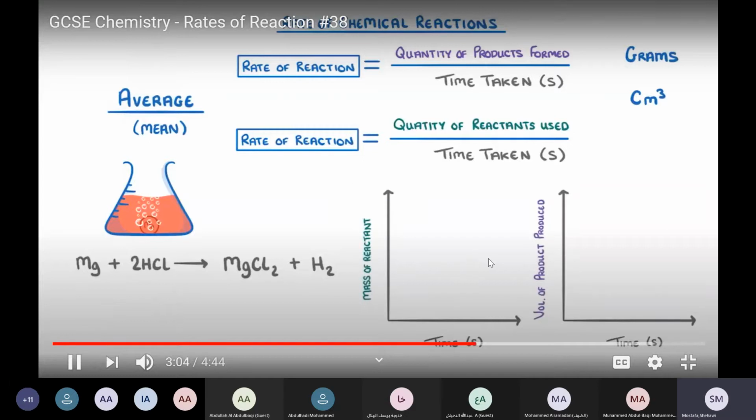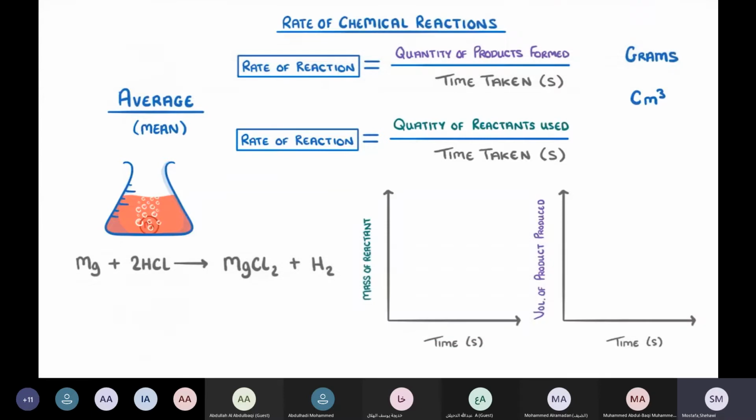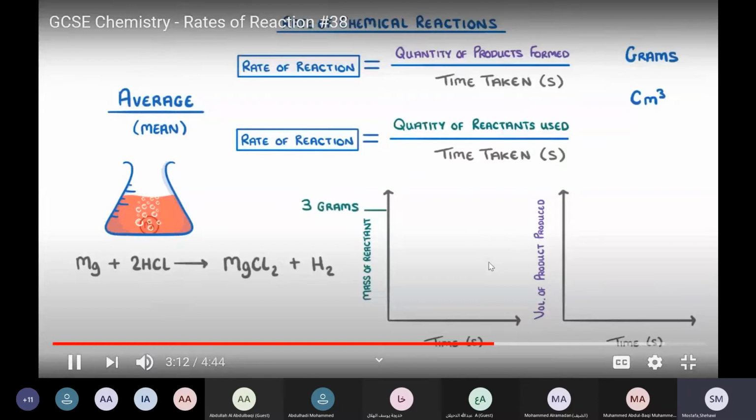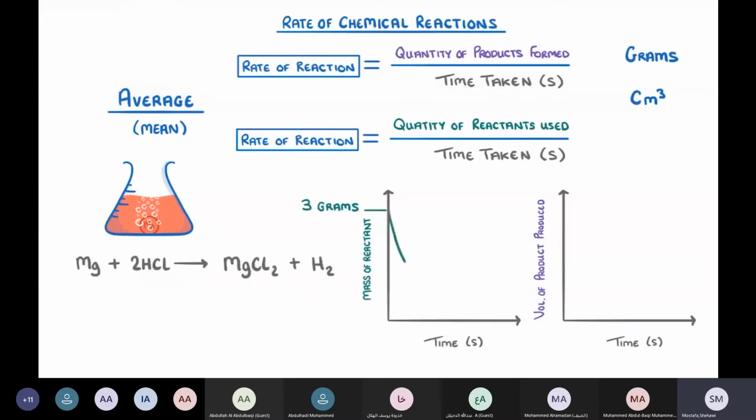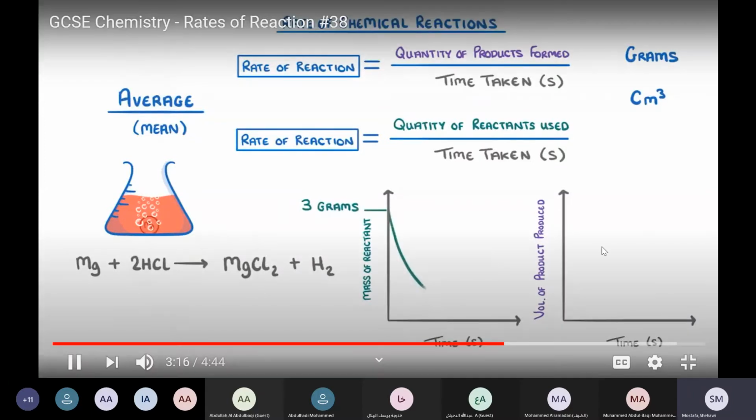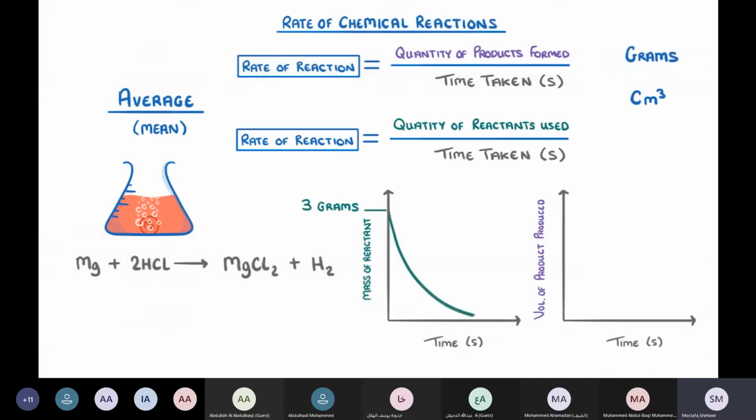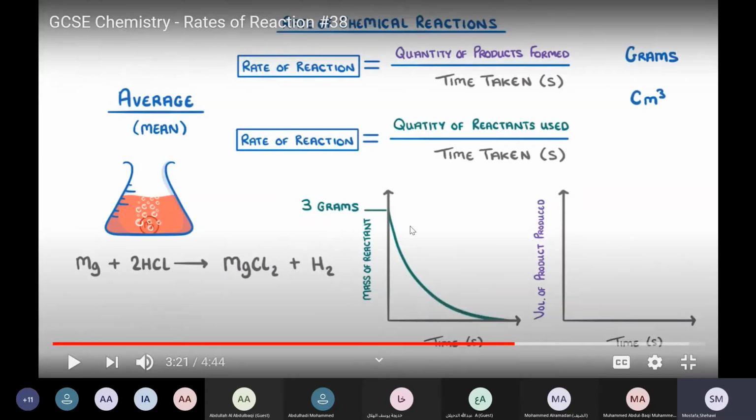So on our left graph here, if we started with 3 grams of magnesium, then the mass of our reactant would start at 3 grams and at first fall quite rapidly. But then it would slow as the reaction progresses and it gets used up less quickly. So in the first part, the rate was quick because it's steeper here. And at the end of the reaction, it was not as steep as at the beginning. So you didn't have the same rate of chemical reaction.